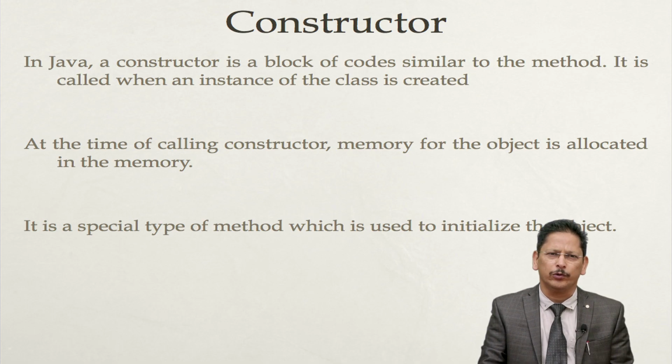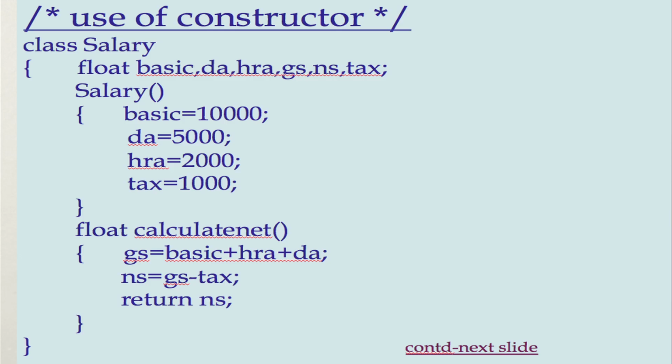Inside this Salary constructor we have mentioned all the variables which we are initializing. See the second point: at the time of calling a constructor, memory for the object is allocated, and it is a special type of method which is used to initialize the object. Inside the Salary class we have basic, DA, HRA, GS meaning gross salary, NS meaning net salary, and tax. These are the different variables of this Salary class. We are initializing all the variables inside the constructor. So the basic purpose of a constructor is to initialize the variables of a class.